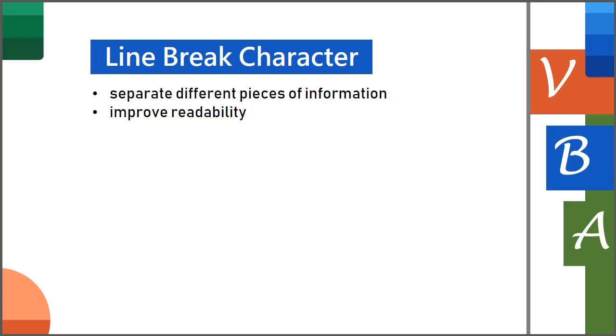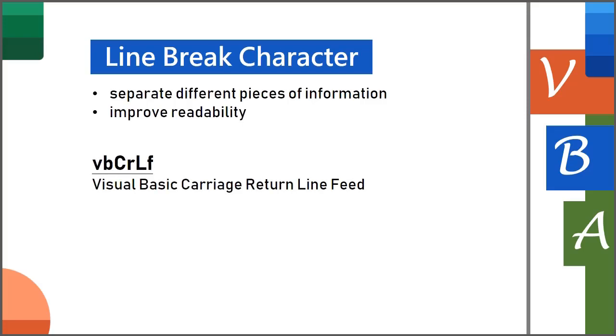In VBA, there are two built-in constants that are used to insert a new line, VBCRLF and VBNewLine. VBCRLF stands for Visual Basic Carriage Return Line Feed. It represents a new line character, or a carriage return line feed combination. VBNewLine stands for Visual Basic New Line. It represents a platform-specific new line character. It contains whatever the codes are needed to generate a new line on the current platform.